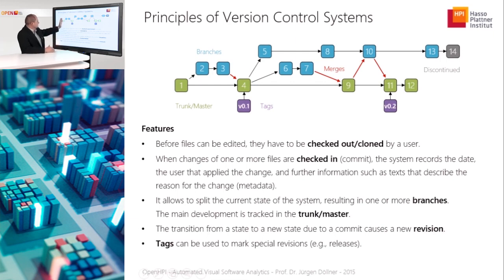Once we have several branches, sometimes they coexist, they get merged once again into the trunk, and according to certain tags we define different versions. We see the development history of our software system, and this recording of the history is done by the version control system.